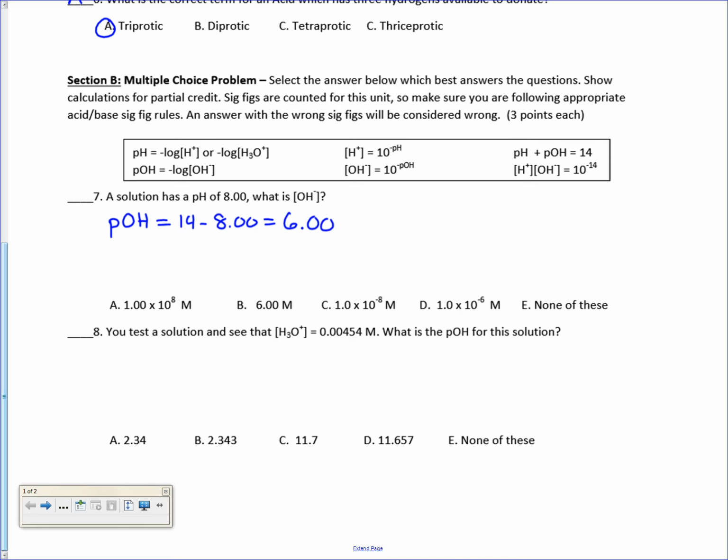And then to get the concentration of OH minus, it is going to equal 10 to the negative pOH. Okay, plugging numbers in there, we get 10 to the negative 6th. All right, this needs to have 2 sig figs because the pOH had 2 sig figs. That 6 on the front actually is just a placeholder, so we just count the 0.00. We count those zeros at the end. And so with 2 sig figs, 10 to the negative 6th is D, 1.0 times 10 to the negative 6th.